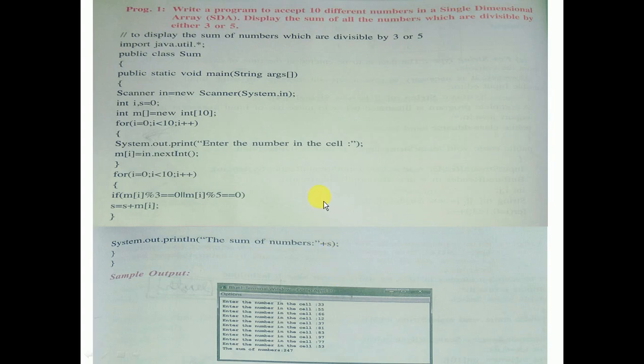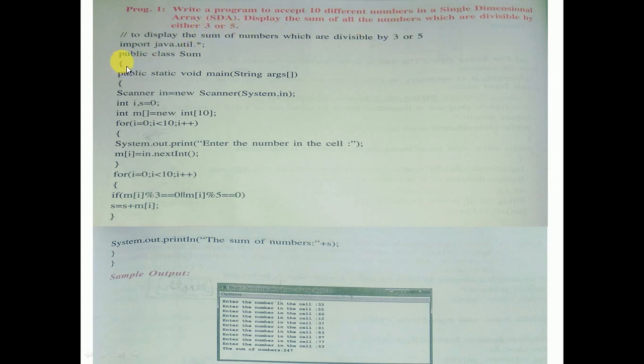Now, let us see some useful programs in this chapter. Write a program to accept 10 different numbers in a single dimensional array. Display sum of all the numbers which are divisible by either 3 or 5. Let's accept 10 different numbers in a single dimensional array. So, you need to declare an array of size 10. Then, sum of all the numbers which are divisible by either 3 or 5.